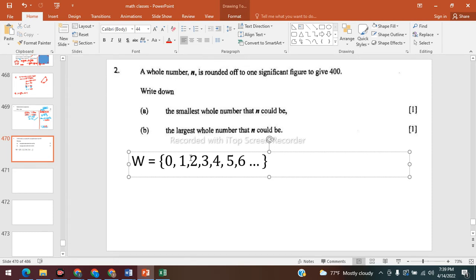Alright, so these are whole numbers, 0 to infinity. Notice that we do not have what numbers here? Negative numbers. Very good. I also do not have what? Decimal numbers. Very good. I also do not have what? Numbers over 10. No, the ellipsis means we continue forever.